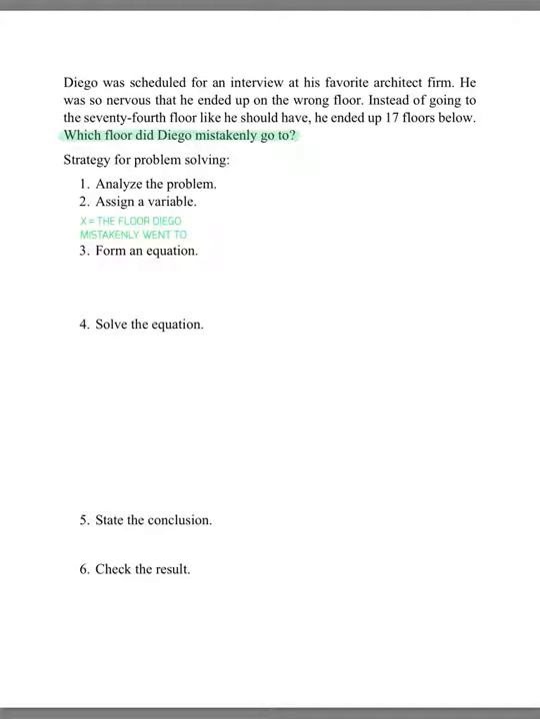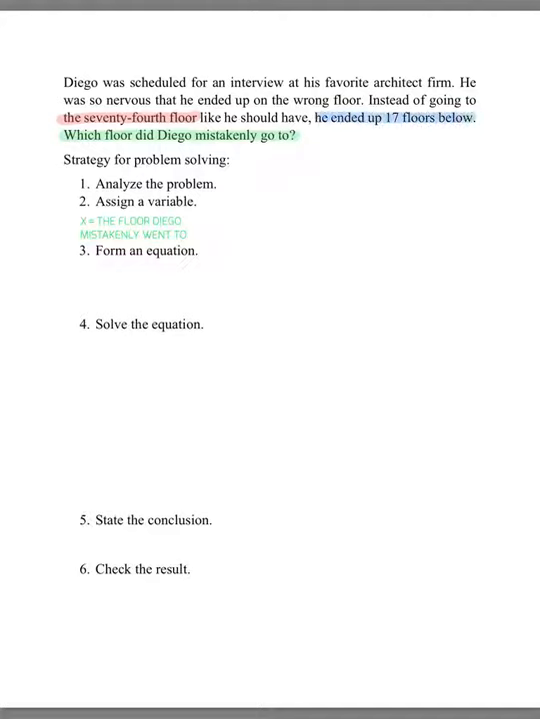So we know Diego was scheduled for an interview at his favorite architect firm. Can't really get anything from that sentence, so let's jump to the second one. He was so nervous that he ended up on the wrong floor. Well, that leads us to something, but we can't use anything numerically there. Now, the third sentence states that instead of going to the 74th floor, like he should have, he ended up 17 floors below. Now we're talking about some numbers. We know that he had to go to the 74th floor. That's the floor he should have gone to, but he mistakenly ended up 17 floors below that.